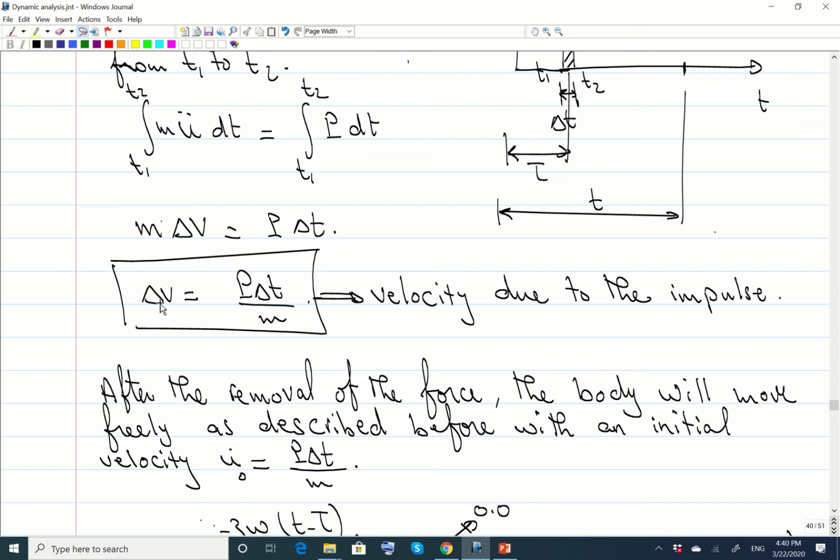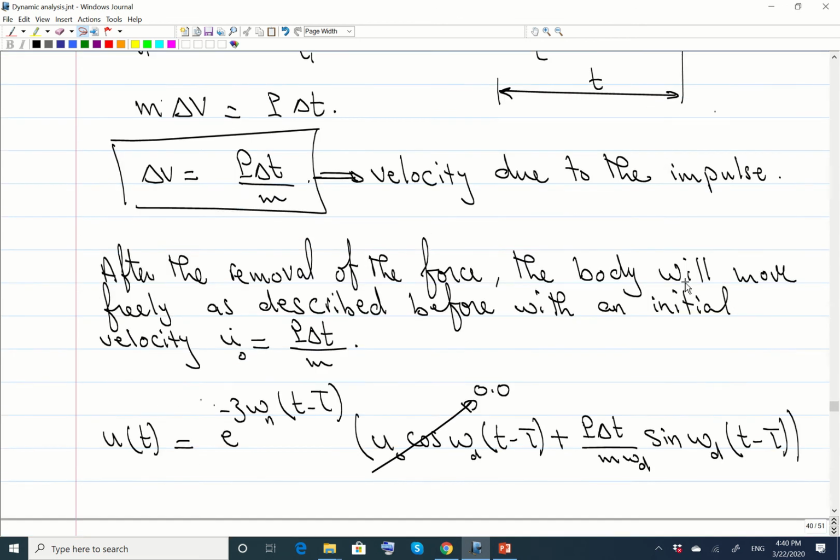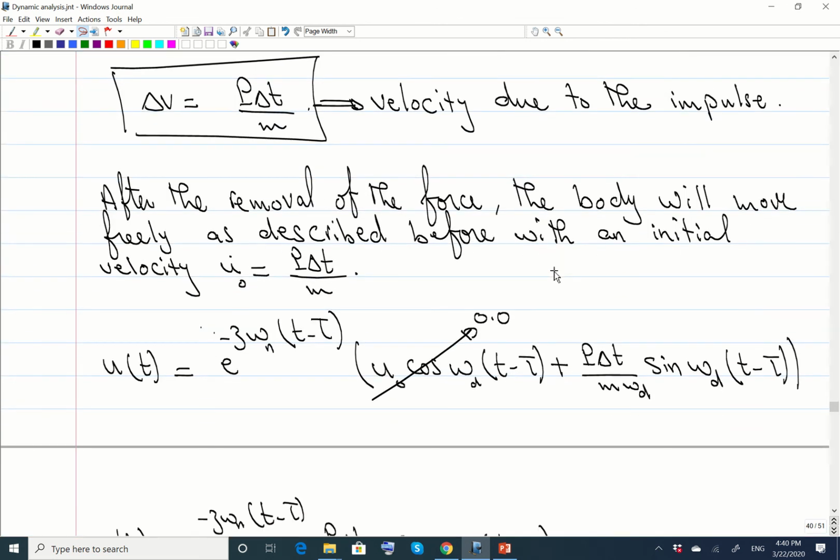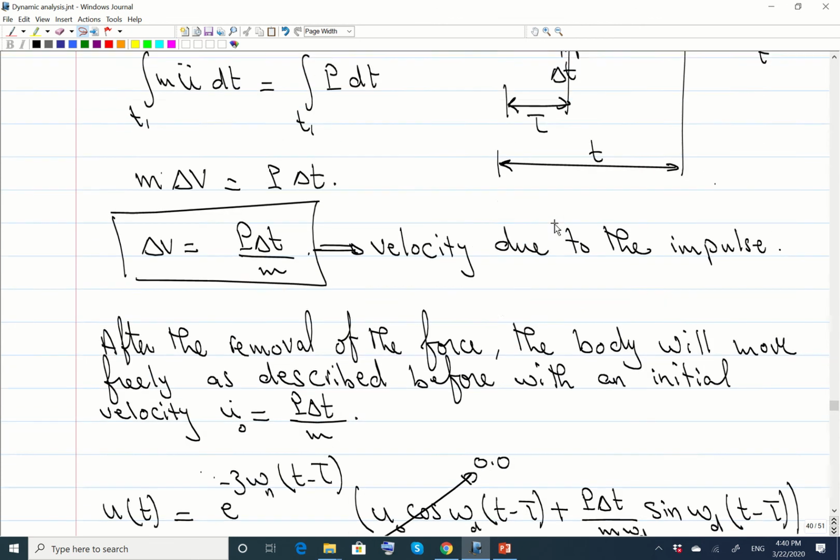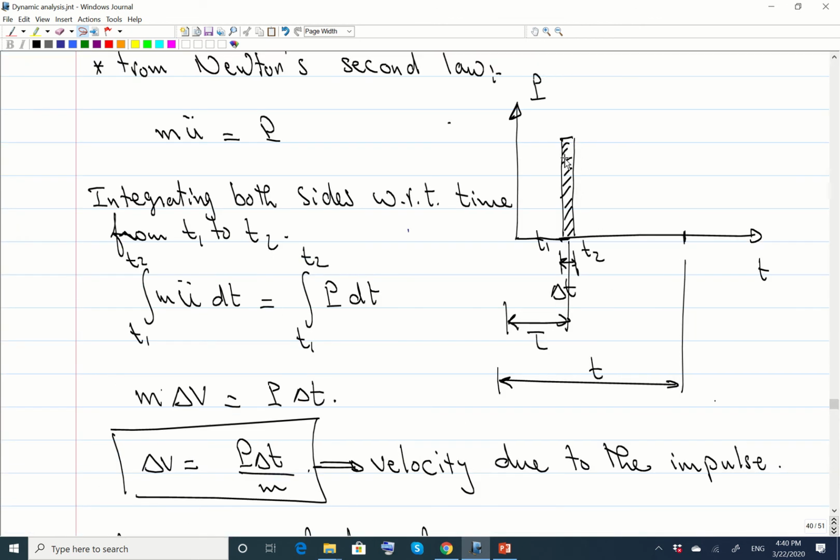If something is pulling it back, it will start moving fast, and then the velocity will decrease because something is pulling it back. So after the removal of the force, the body will move freely as described before with an initial velocity. So the initial velocity due to this force is u dot naught, which is P delta t divided by m. Now, this is an impulse. Let's assume that that impulse is applied at some time tau.